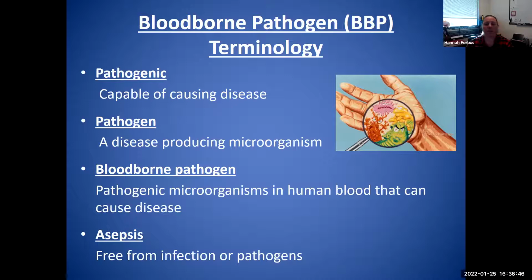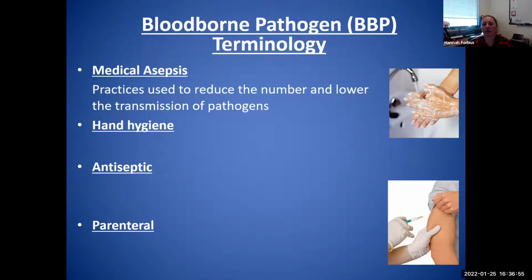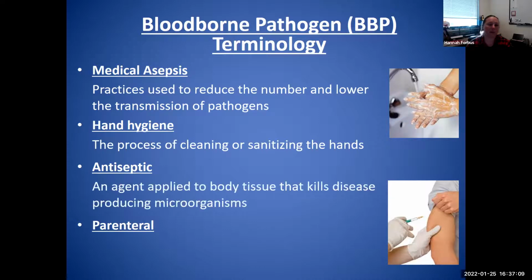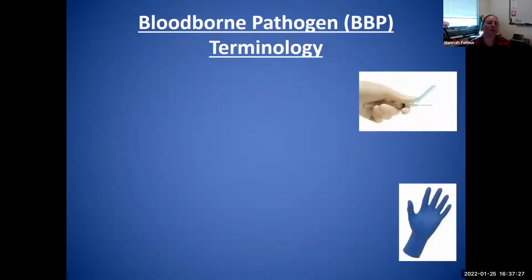Asepsis means that something is free from infection and pathogens. Medical asepsis, this is a practice that we use to reduce the number of and lower the transmission rate of pathogens. Hand hygiene is the process of cleaning or sanitizing our hands. Antiseptic is an agent that's applied to body tissue or objects that can kill disease producing microorganisms. Parenteral means that something's taken into the body through piercing of the skin or the mucous membranes. So basically needles, right? Injections.